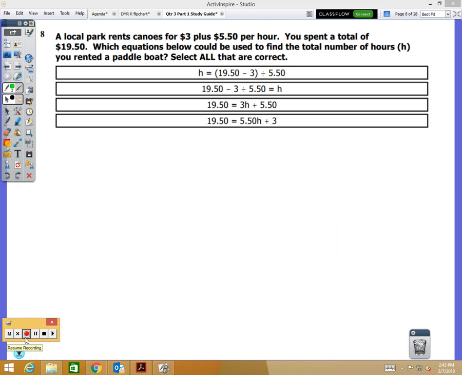I think most people did pretty well with number 8. There were a couple people that missed it. You're writing this equation. I'm not going to read out the scenario to you since you can read that yourself. But it rents the canoes for $3 plus $5.50 per hour. So make sure that 5.50 is along with that H, and all of that is going to equal 19.50.